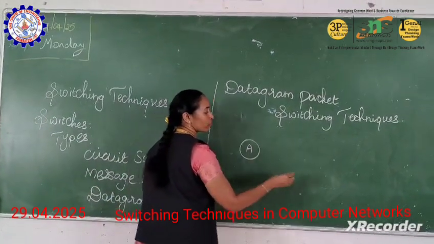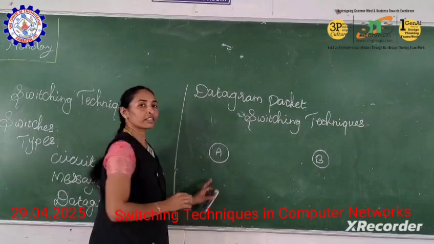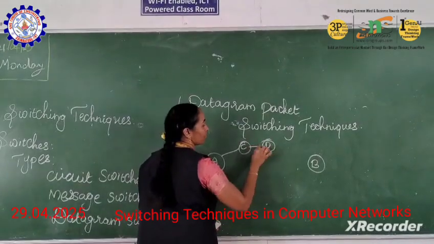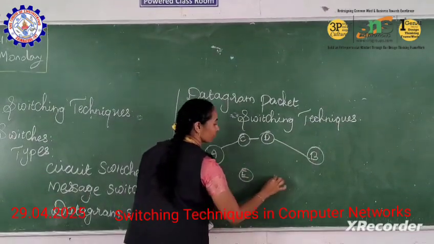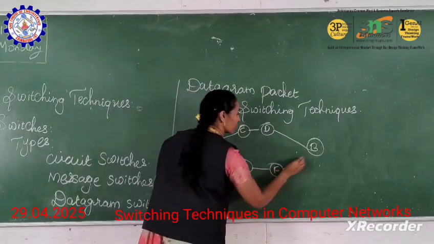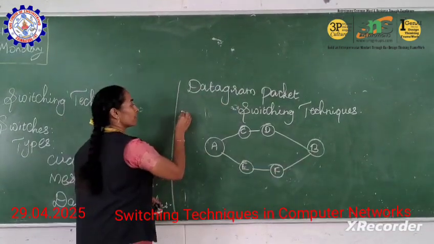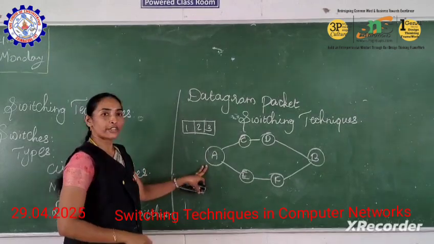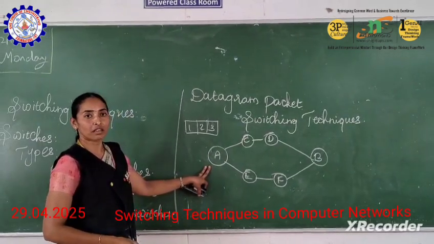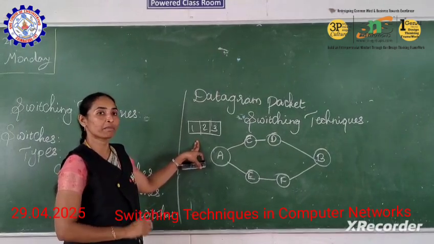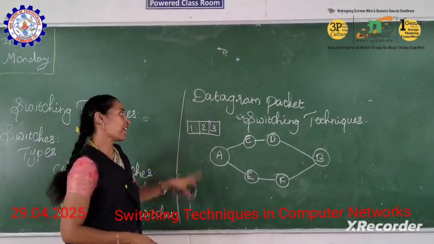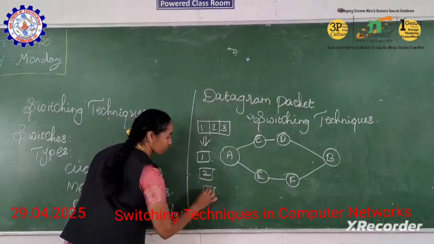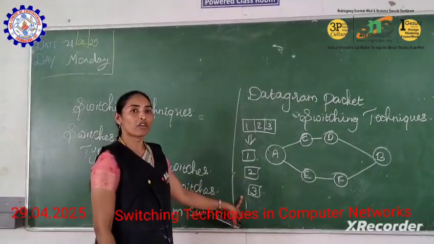Here A is the source node and B is the destination node, and there are so many paths available in between the A and B devices. Here the actual message will be like this: 1, 2, 3. These are the messages you have to send from A to B. But the concept of packet switching is to divide this entire message into smaller pieces. This will be divided into 3 packets like here. Each and every number is called a packet.